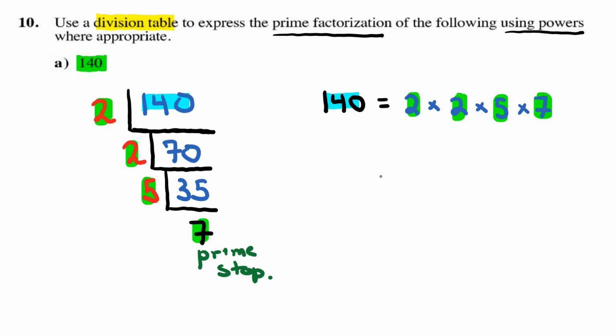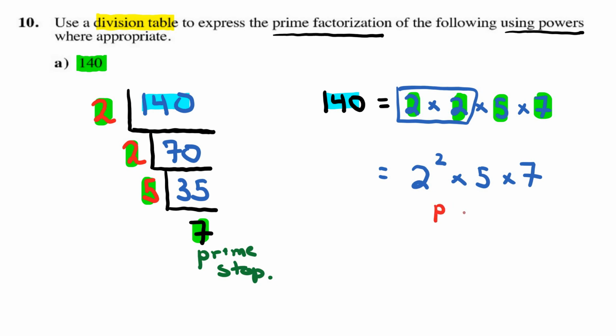And if I want to write my answer using powers here, I know I have 2 times 2, so that's going to be 2 to the power 2 times 5 times 7. And this answer right here is called the prime factorization. So if I have the number 140, I can write that using this concept called prime factorization, and I'm illustrating that using this division table method.